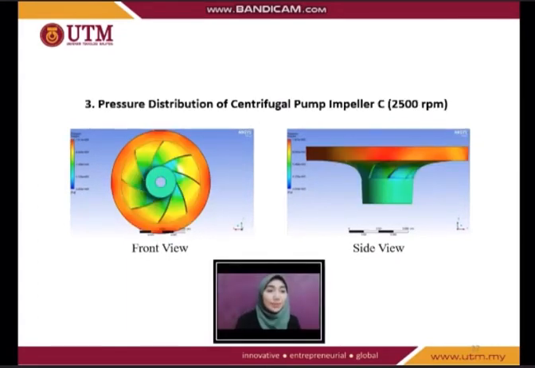So the last one is type C, which has 2500 rpm. From the observations, the impeller has a maximum pressure of 1011 kilopascal and a minimum pressure of 406 kilopascal. The pressure at the inlet is 557 kilopascal, while at the outlet is 1011 kilopascal.